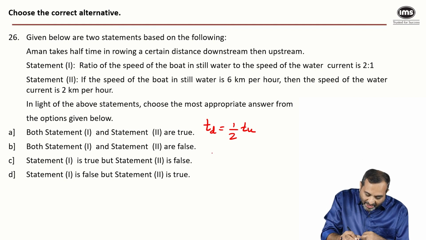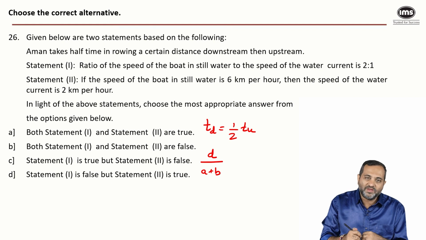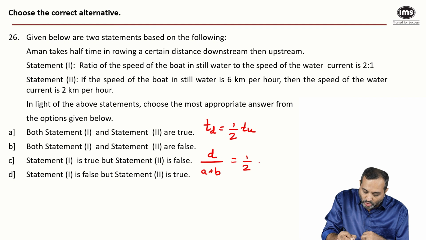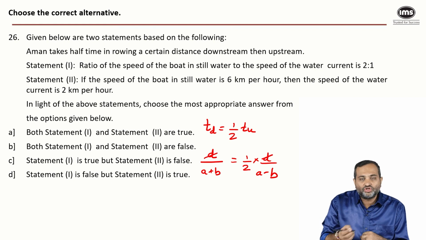What is downstream? Can I say time taken downstream is distance upon A plus B, where A is the speed of the boat and B is the speed of current. This is equal to 1 by 2 times D over A minus B. Now my D gets cancelled out. Let's just solve for this.